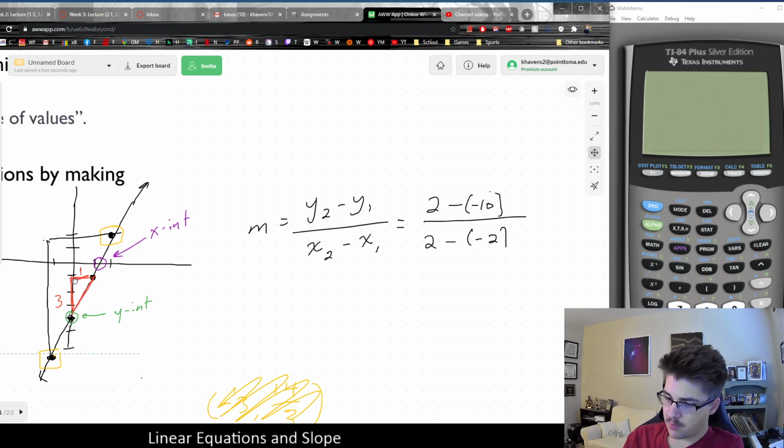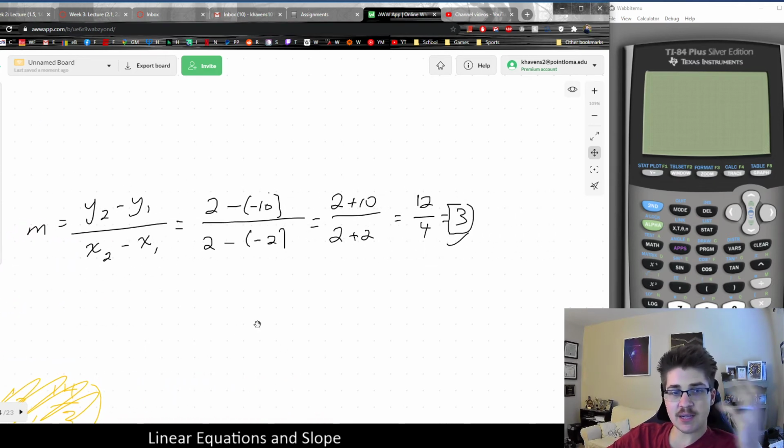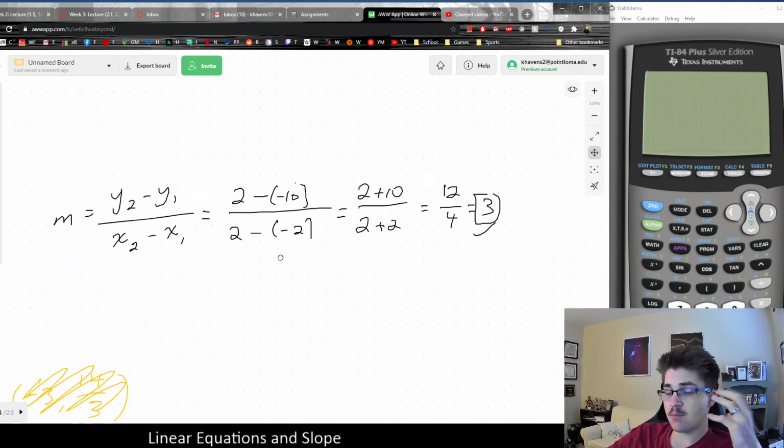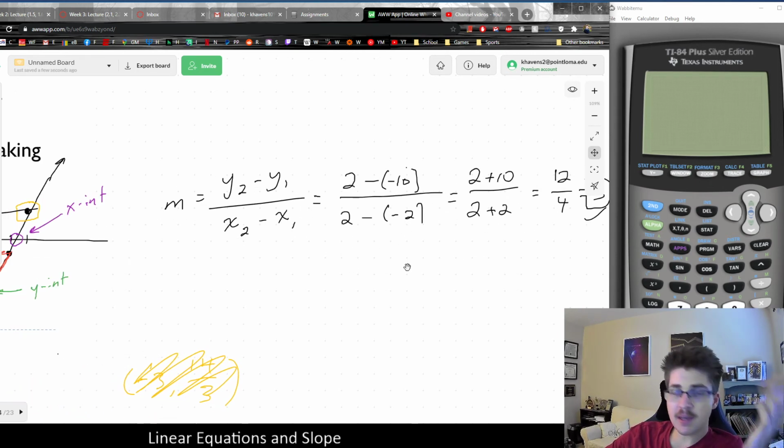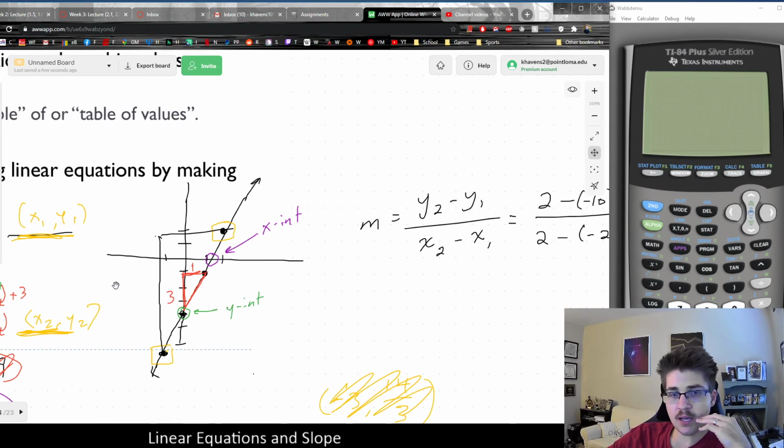But what I would end up with is 2 minus a -10, which is 2 plus 10, over 2 minus -2, which is 2 plus 2, which is, of course, 12 over 4, which would yield 3 upon simplification. But the point stands. No matter what ratio I take there, the ratio will always simplify to the same 3 because the slope of this line is 3. And every line has its own unique slope.